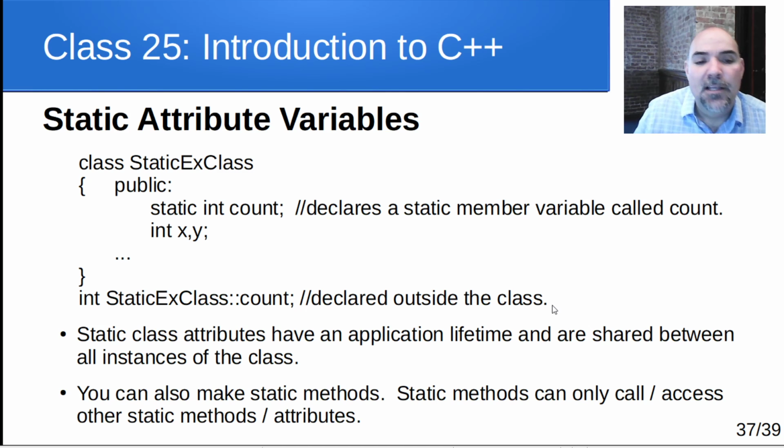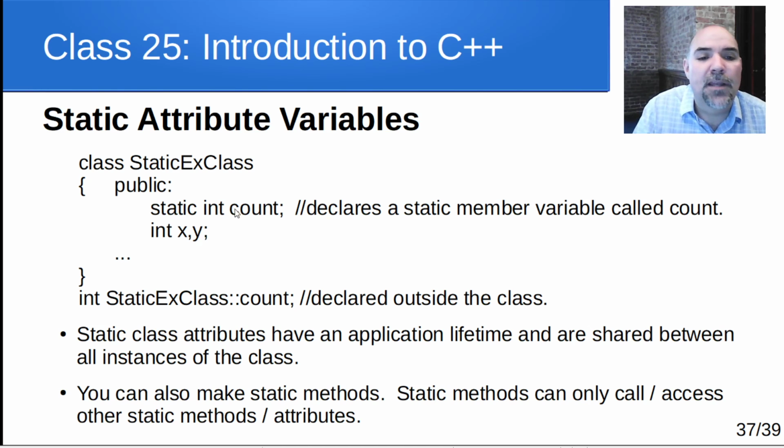The reason for that is because this is just a blueprint. It's not actually allocating any memory. So we need a variable declaration outside of that to give this variable that's part of that class an application lifetime. Essentially, static attribute values have an application lifetime, and they're shared between all instances of the class, whereas with these other non-static ones, each instance has its own. You can think of it kind of like a global that exists, but only for all members of that class.